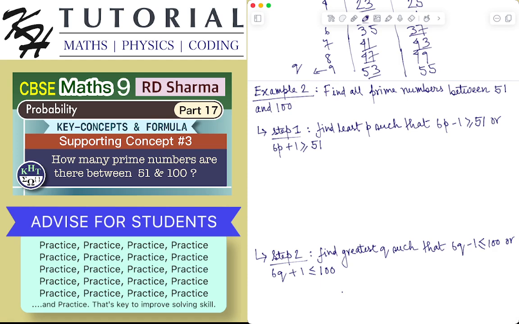We know 6 into 9 minus 1 is 53. So this is greater than 51, and p is 9. The value of 9 will be the least value of p such that 6 into p minus 1 or 6 into p plus 1 is greater than or equal to 51.